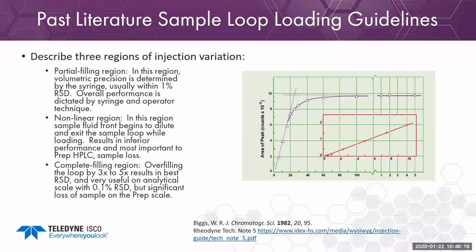And then normally for analytical, if we want to do an analytical injection of 100 microliters, we're going to have a 100 microliter loop. We're going to inject 3 to 5 times that into the loop and overfill the loop, and that way we know that the loop is completely filled with sample. And this gives us a 0.1% RSD. But you obviously have lost 4 times your sample out the back end of the sample loop. So this is not a feasible alternative for our prep scale separations.